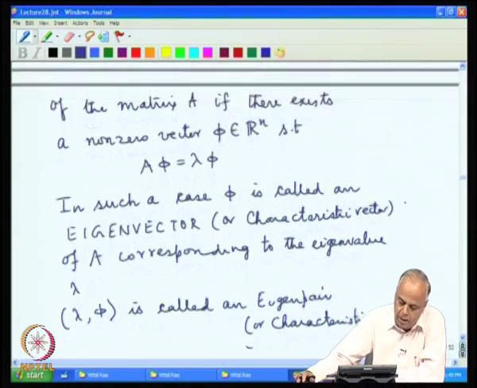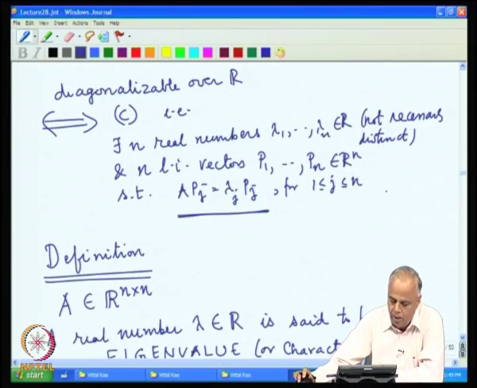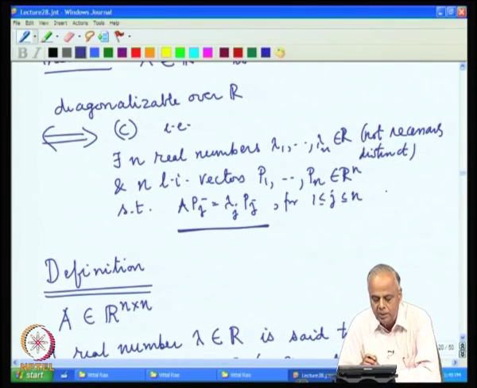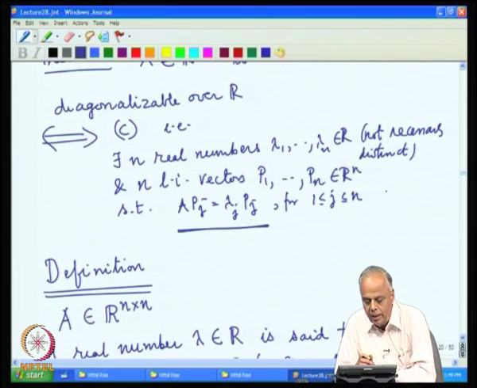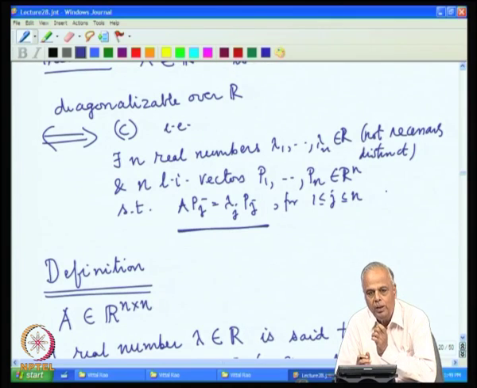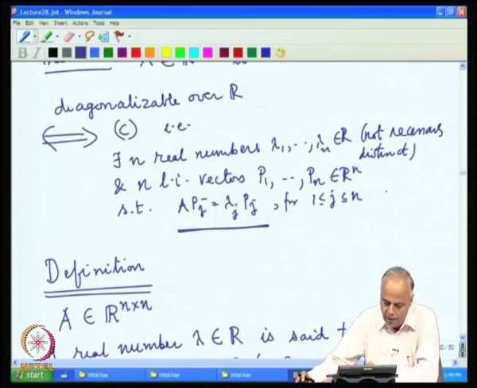Now, if we look back to our criteria for diagonalizability, we are looking for n vectors p 1, p 2, ..., p n such that A p j is lambda j p j, and therefore these numbers lambda 1, lambda 2, ..., lambda n must be eigenvalues, and p 1, p 2, ..., p n must be eigenvectors. Not only that, since we want p 1, p 2, ..., p n, we want them to be linearly independent eigenvectors.